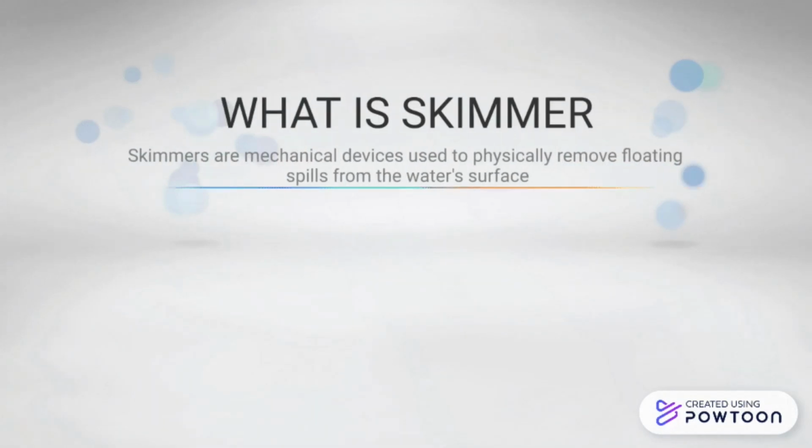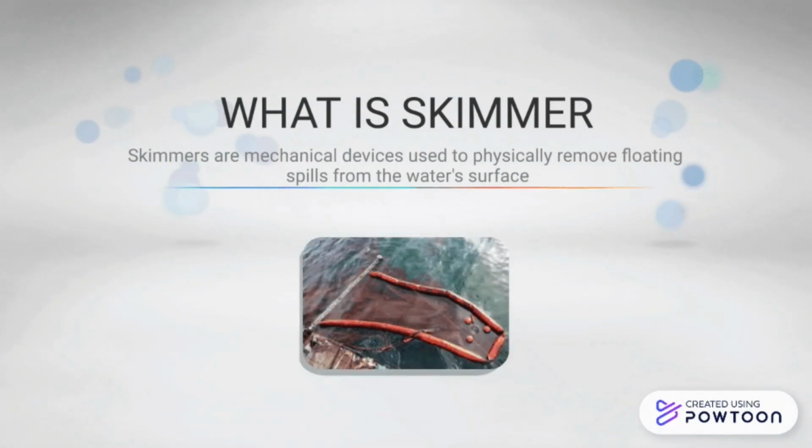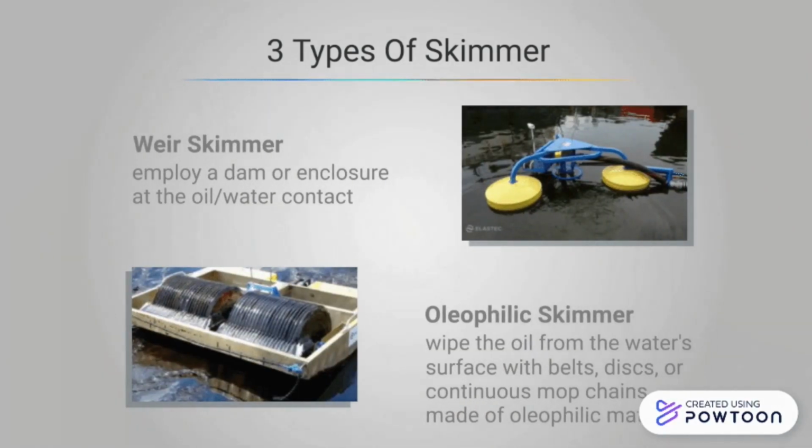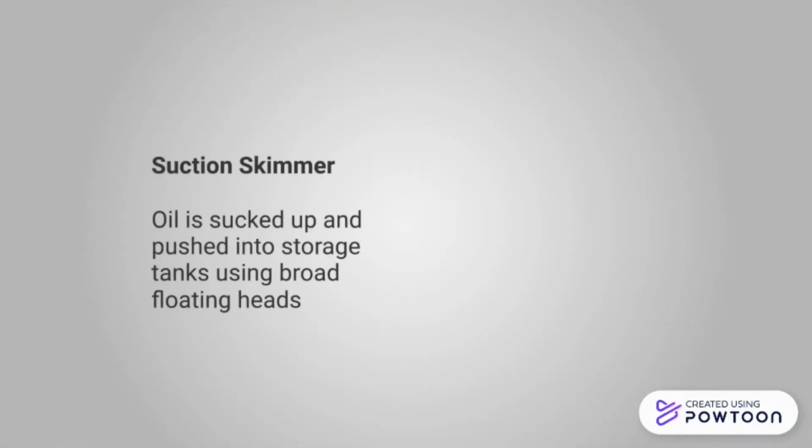Next are skimmers. When there's an oil spillage, usually skimmers are used in order to remove it. Skimmers are mechanical devices used to physically remove floating spills from the water surface. There are 3 types of skimmers. The first one being the weir skimmers, the second one being the oleophilic skimmers, the third and last is suction skimmers.